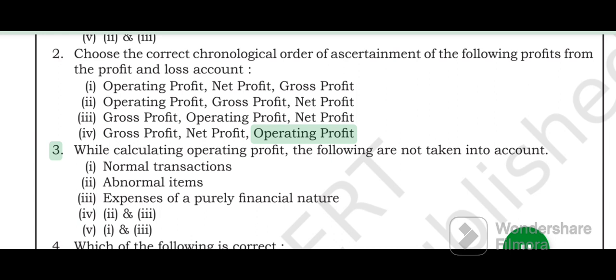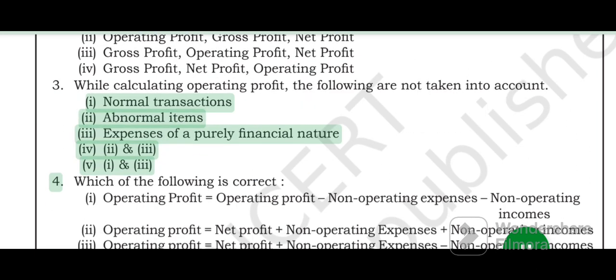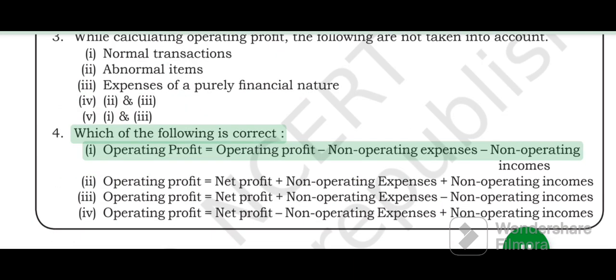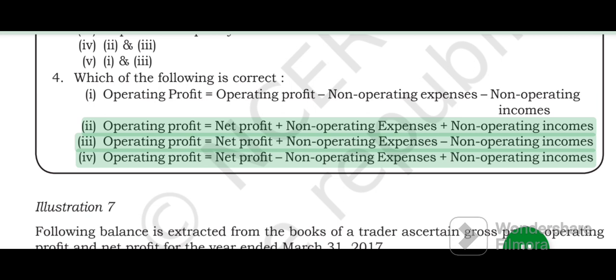3. While calculating operating profit, the following are not taken into account: I. Normal transactions, II. Abnormal items, III. Expenses of a purely financial nature. 4. Which of the following is correct? I. Operating profit equals operating profit, non-operating expenses, non-operating incomes. II. Operating profit equals net profit plus non-operating expenses plus non-operating incomes. III. Operating profit equals net profit plus non-operating expenses.